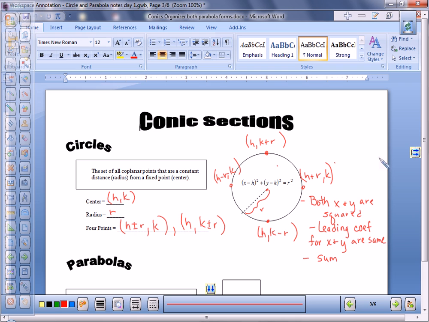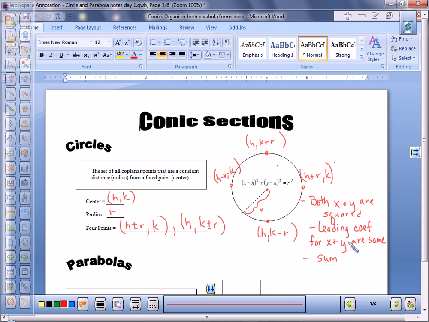Exactly. Are any of these the same for other things? Any of these three specific characteristics? Okay, both variables being squared is also true for the ellipse and the hyperbola. It is not true for the parabola, which you already knew. But one of these will be different, or both of those will be different, and we'll look at them when we get there.